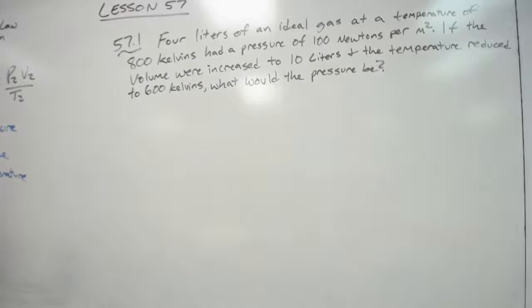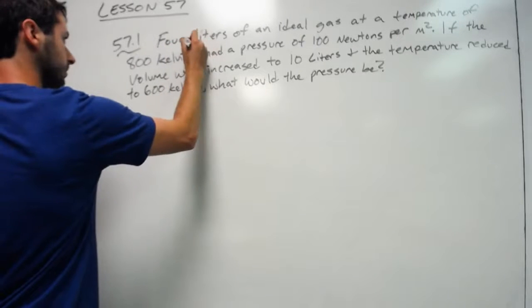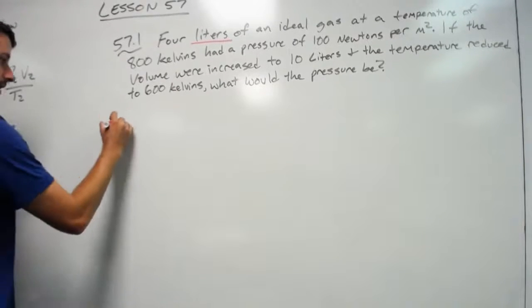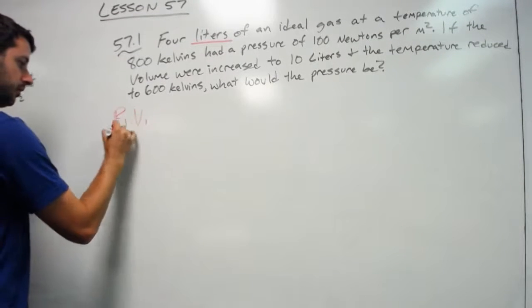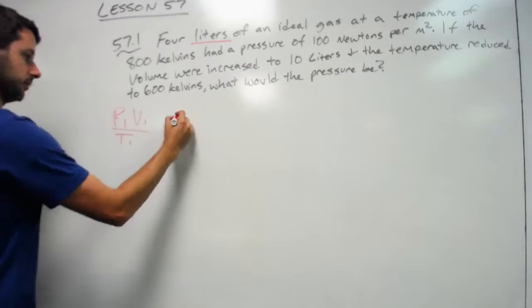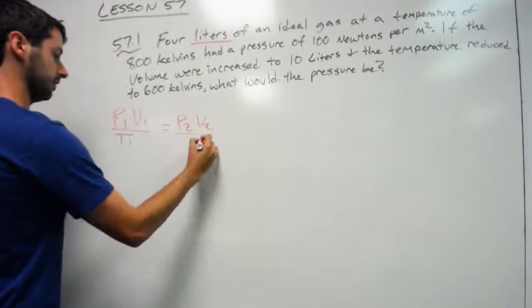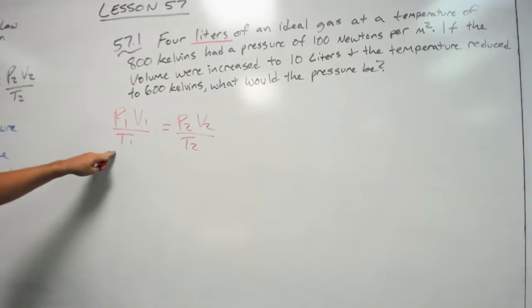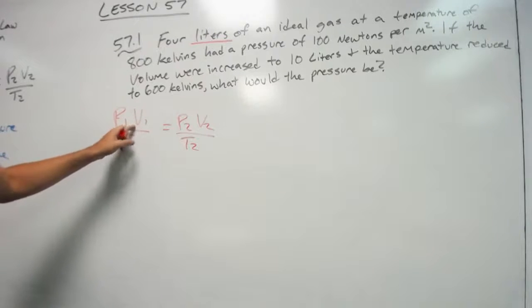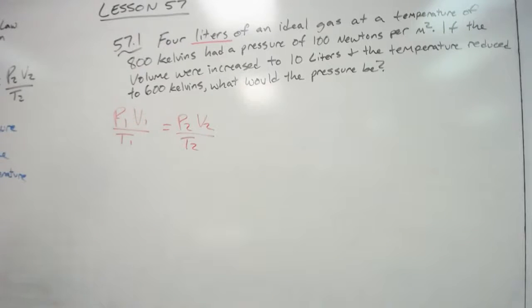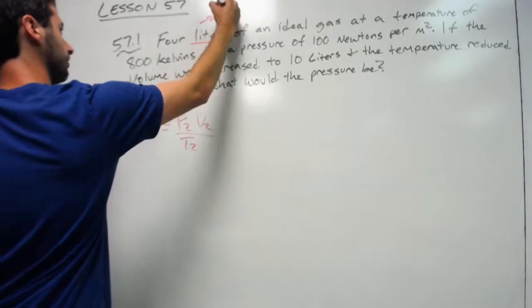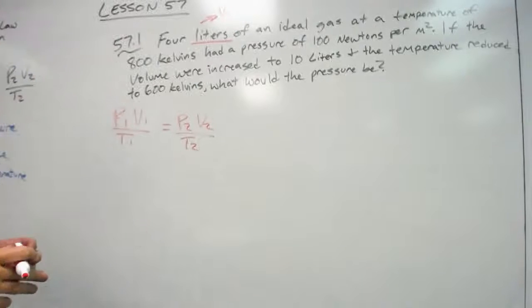Let's find some clue words here. 4 liters. Let's look back at our equation: P1 V1 over T1 equals P2 V2 over T2. Does liters sound like pressure? No. Does it sound like temperature? No. But it does sound like volume. You drink a liter of Dr Pepper, whatever it is. So 4 liters would be our volume 1. It's the first volume we see, so we're going to plug that into V1, right here.